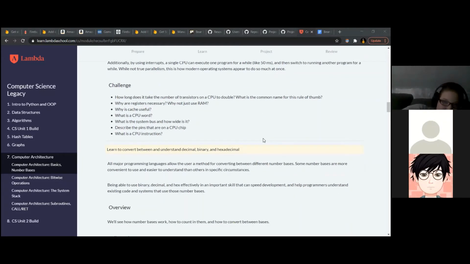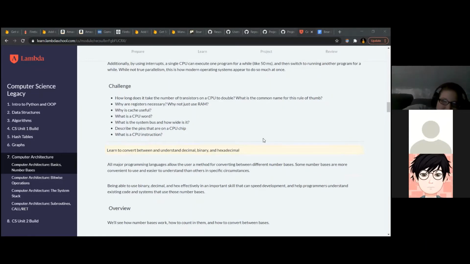Oh, it's the challenge. Yes. How long does it take the number of transistors on a CPU to double? What is the common name for this rule of thumb? Moore's law? I don't know.